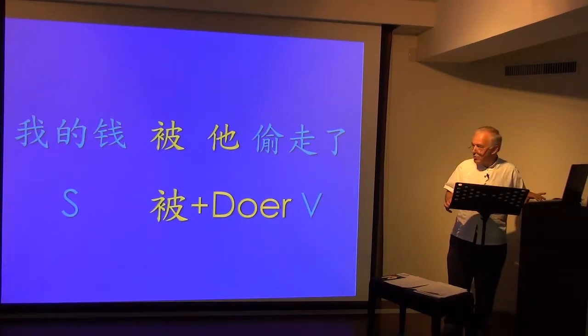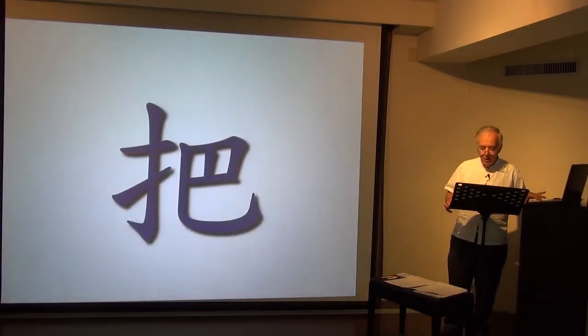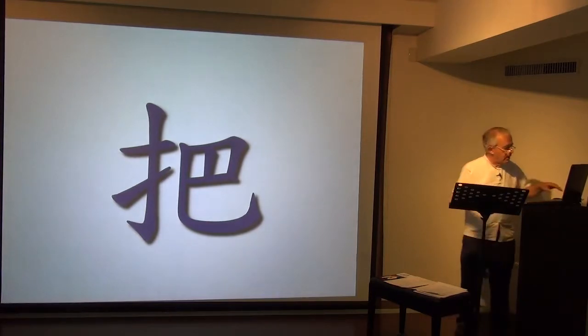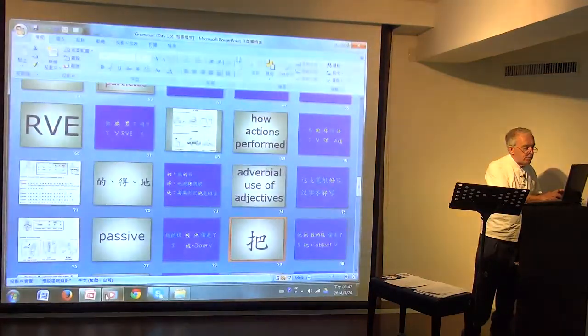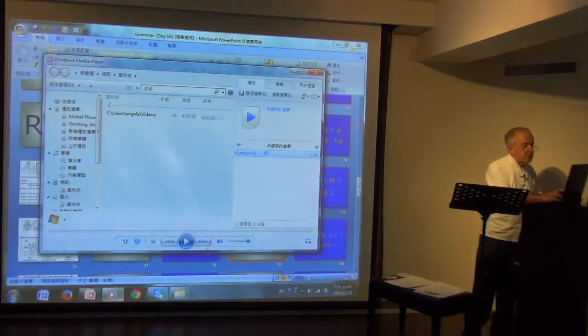Now let's come on to a difficult part of speech. So let's look at another grammar clip, 把. The problem is that we don't have this in English. So let's have a look at this clip.